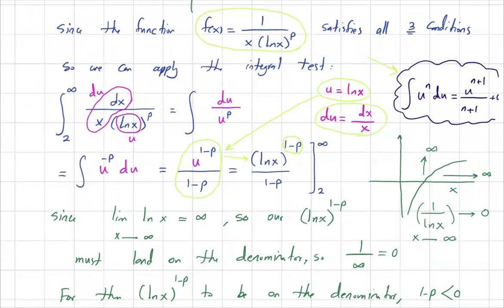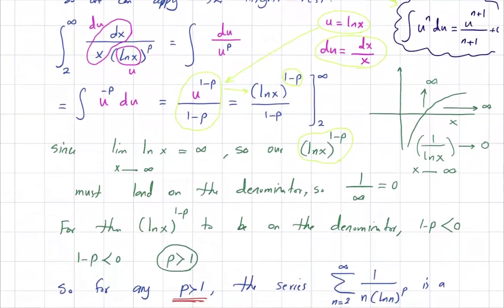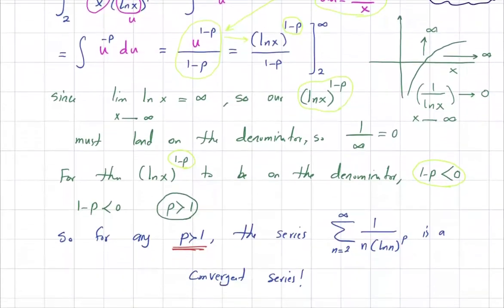So our goal is to have ln of x to power 1 minus p on the denominator. How does this land on the denominator? If it has a negative exponent. If this exponent here is negative, then this quantity lands on the denominator. So 1 minus p must be less than 0, or p must be more than 1. So as long as p is more than 1, the series is going to be a convergent series.